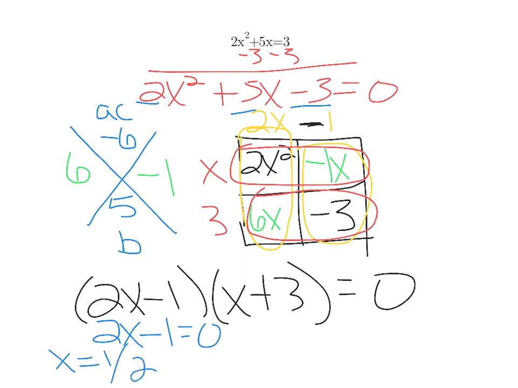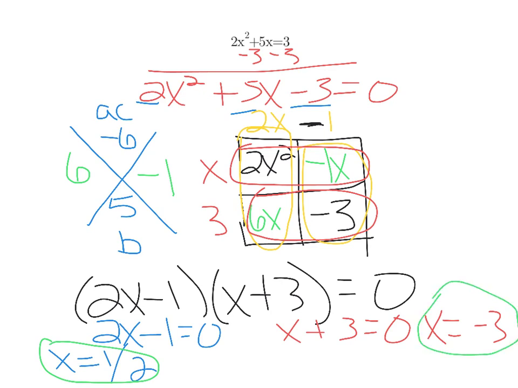And if I set x plus 3 equal to 0, I would subtract 3 from both sides of the equation and get x equals negative 3. Therefore, my solutions, or roots to this equation, are x equals 1/2 and x equals negative 3. Take a moment to pause this video and write down this example.